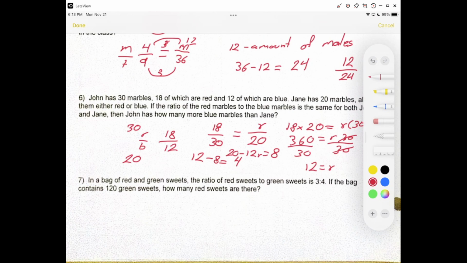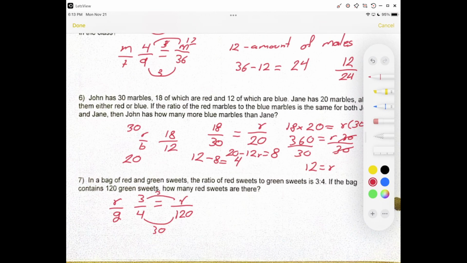We know that the ratio of red to green is 3 to 4. And we know that the amount of green sweets is 120. And we want to find out how many red sweets there are, right? So we can use scaling for this or cross multiplication. But I feel like scaling is good for this one, because we know that 4 times 30 is 120. So if you multiply this by 30, it becomes 120.